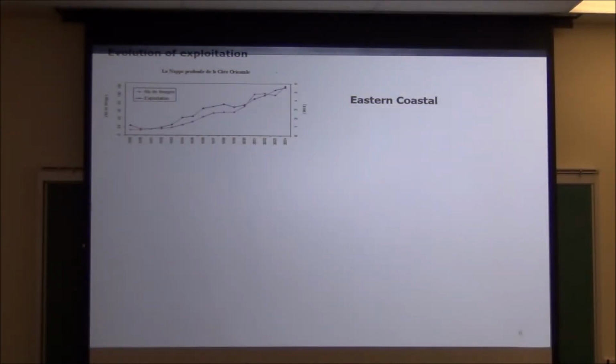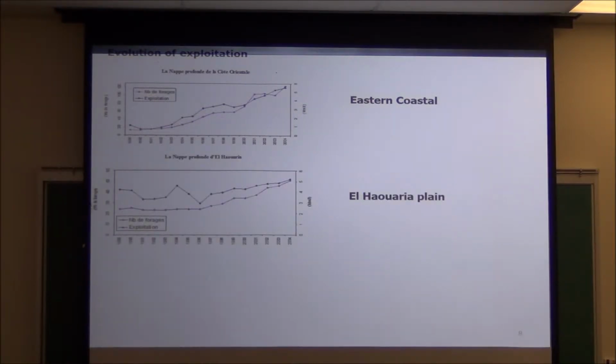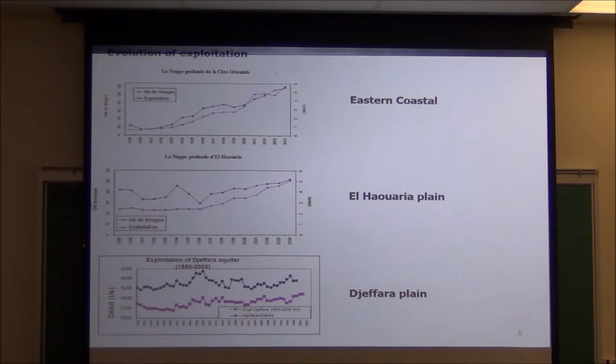The evolution of exploitation in this aquifer in the last decades shows an increase in the number of wells and also in the exploitation of the aquifer in the eastern coast, in El Hawariya, and also in the Jeffara plain, as you can see in this plot.